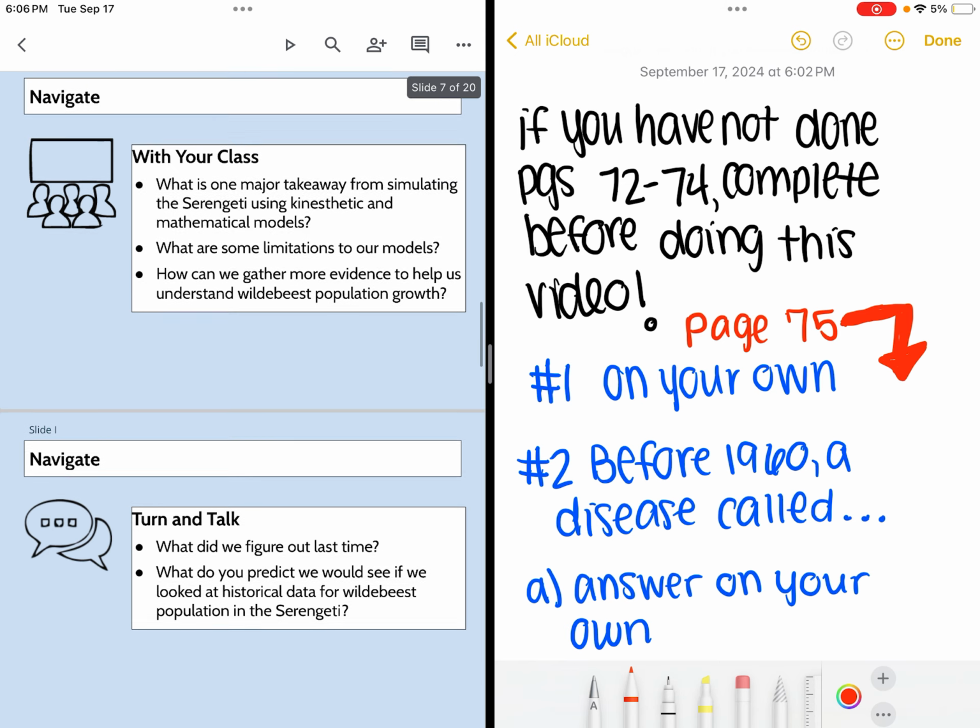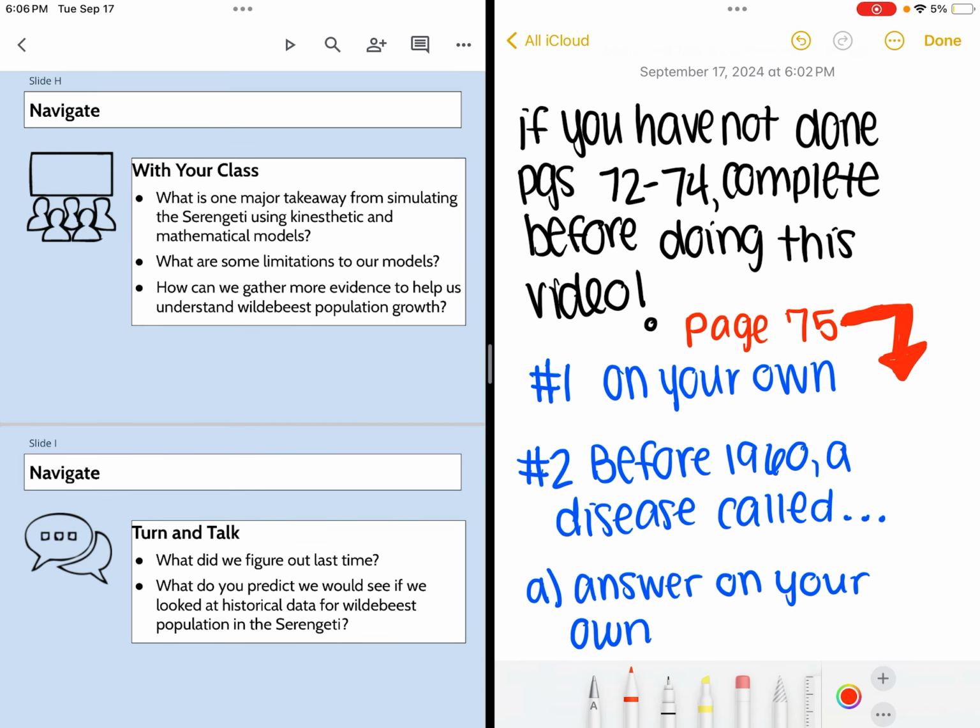against some other data. So, what you should have learned from class on Monday is that the number of wildebeest is limited by, or dependent on, grass. We're going to take that a step further by turning to page number 75. We're going to start there.